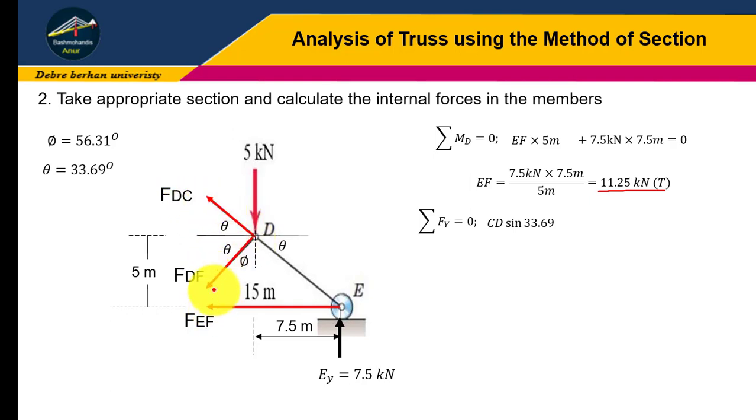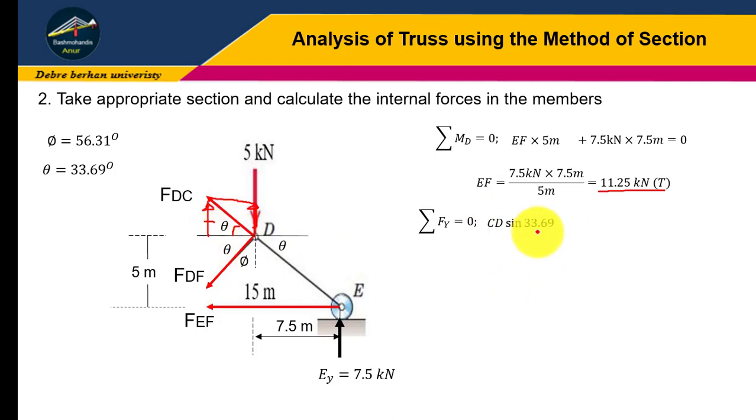Now, by the way, for any unknown force, we assume it as tension. Any unknown force must be assumed in tension. If the answer comes out negative, it means compression. Let me say EF is tension, and the arrow resolves upward. The force is upward, so CD sine 33.69, where theta is the opposite side.